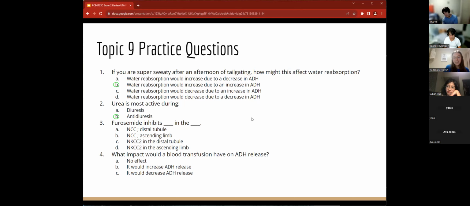So yeah, three is pretty much just recall. Furosemide inhibits NKCC2 in the ascending limb. But I do remember a few questions from my exam on the thiazide and furosemide and how they impact the body. So I figured I would do a question on that. And then if you guys want to think about four and drop it in the chat as well.